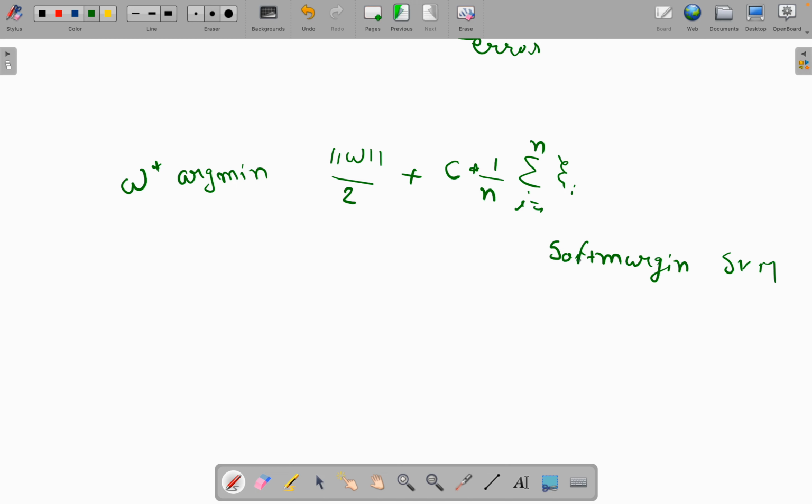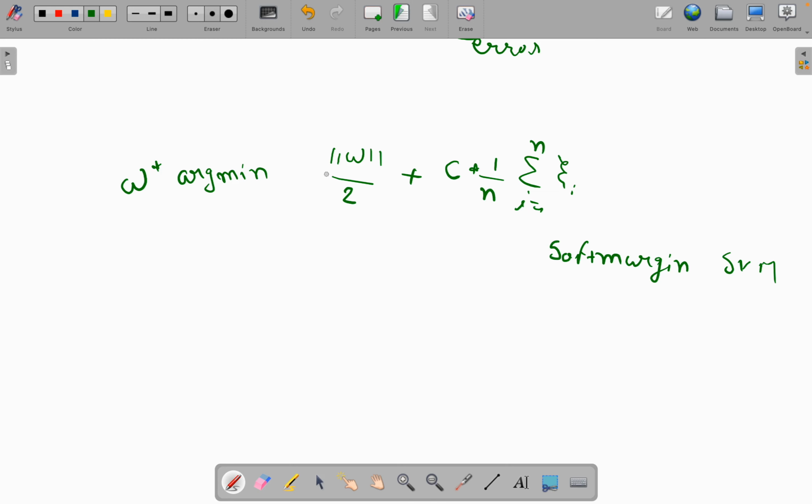In the real world, we use soft margin SVM. As we know, hard margin SVM is hard to optimize, because in the real world we will not get any dataset which is perfectly linearly separable. We will always get almost linearly separable data. So this is called soft margin SVM.